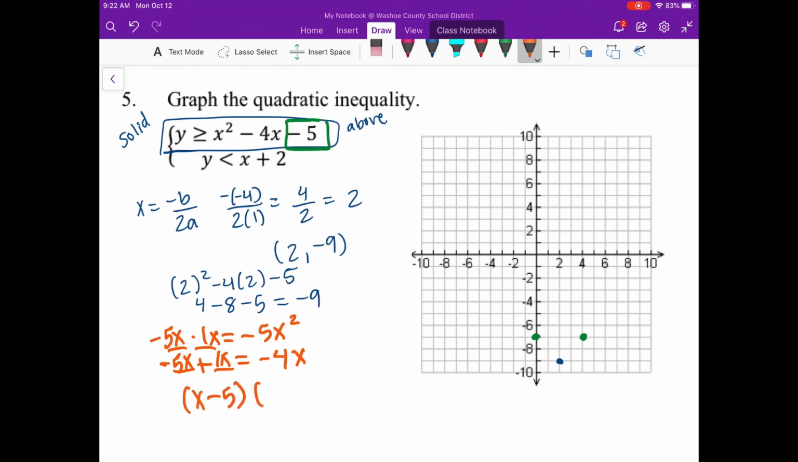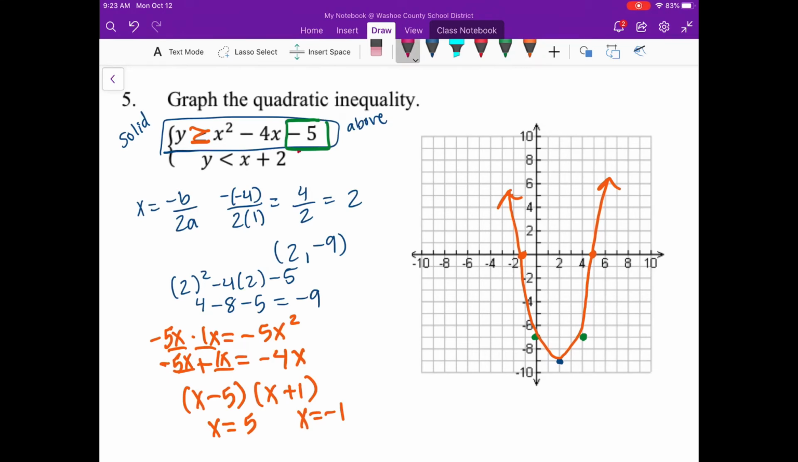And because a is 1, you can jump right into the factoring. So x comes out to be +5 and x comes out to be -1. And those are going to be your x-intercepts. So now you have enough information to where you can graph this and make sure it is a solid line because of the greater than or equal to.